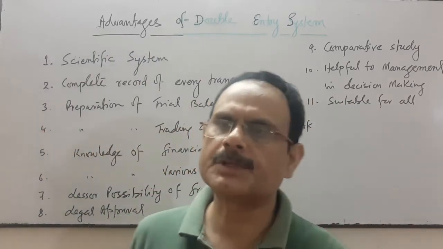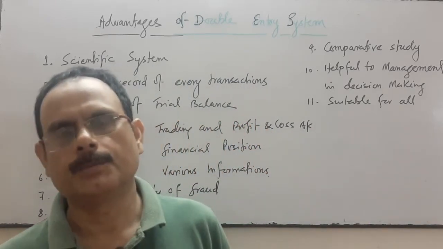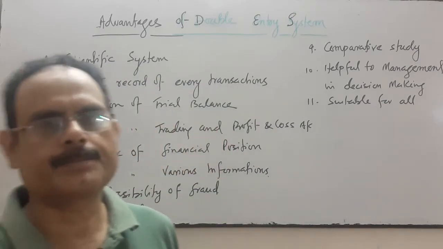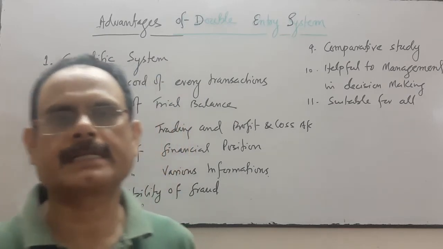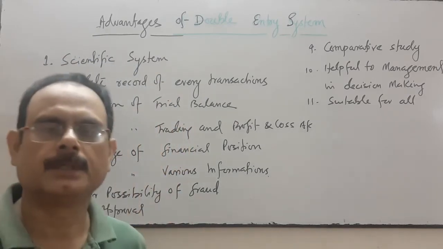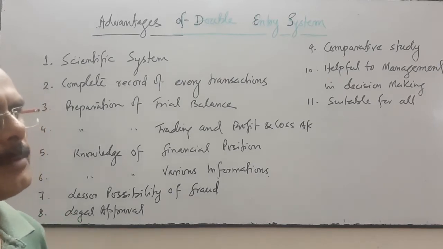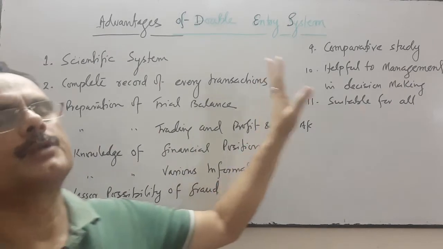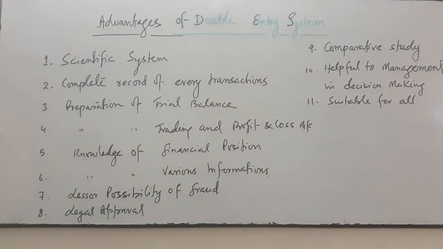Double entry system is suitable for every business enterprise because it is too scientific, and it is acceptable anywhere, everywhere. It is acceptable all over the world. So double entry system is a good system which is accepted by everyone. It is too scientific. That's why it is suitable for every business enterprise.